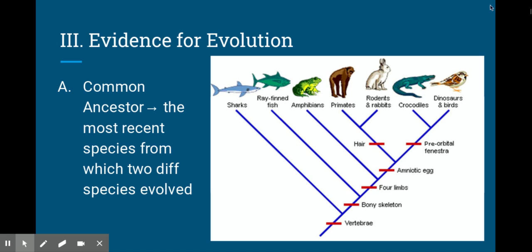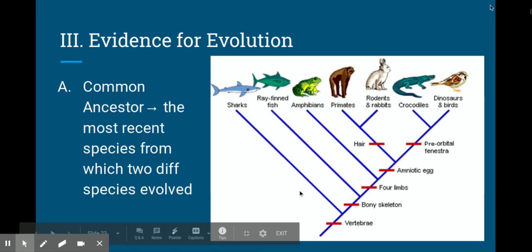So the next piece of evidence for evolution is our common ancestors. A lot of people want to just say, okay, well, humans came from monkeys. We're not going as far as saying that, but humans and monkeys had a common ancestor. That means somewhere along the history of the tree of life, we had a common ancestor way, way back on our branches.